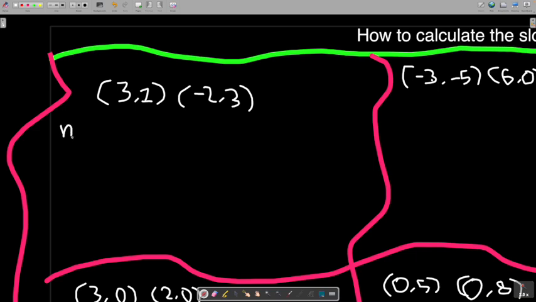The first one is the actual formula, which is just called the slope formula, but this is y2, like the second y value of the second point, minus the y value of the first point, which is y1, over x2 minus x1.